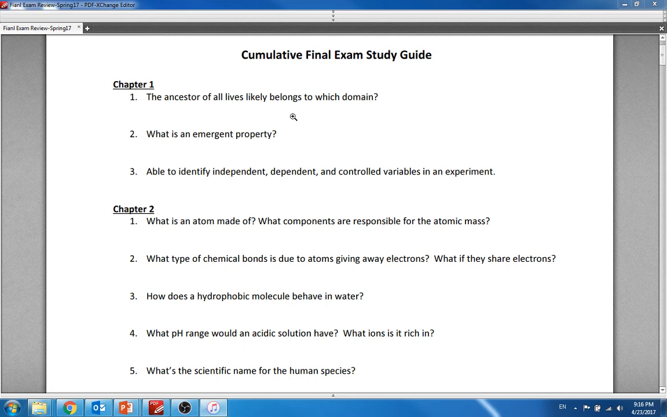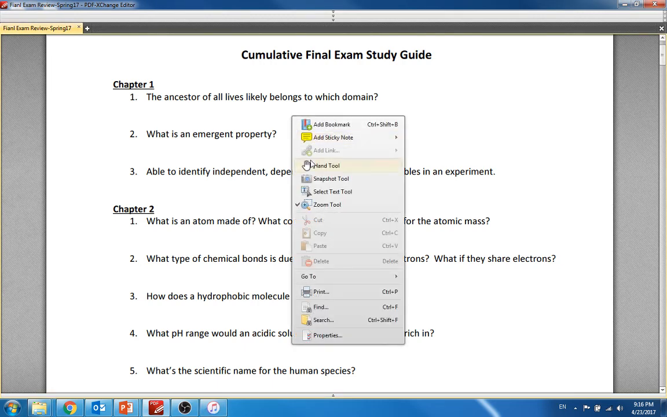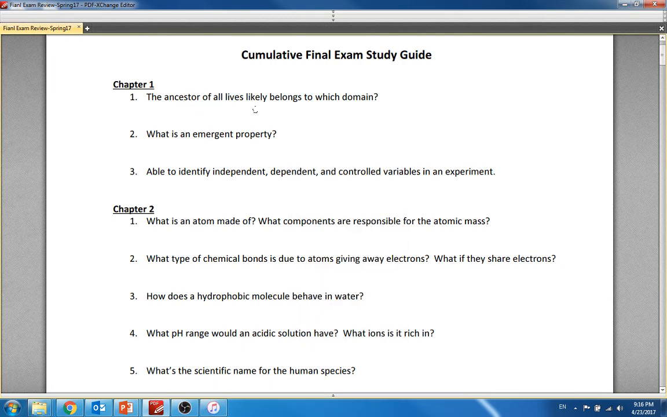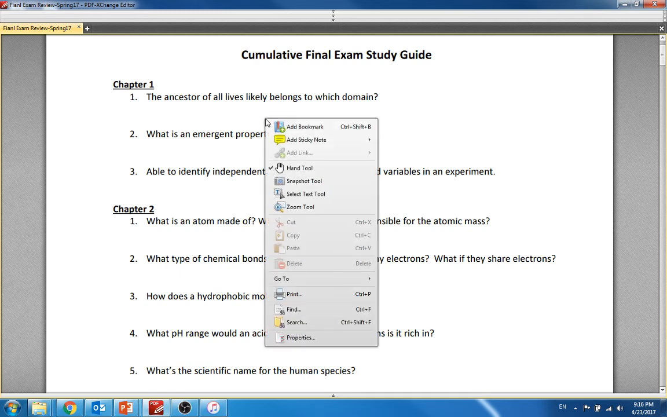Question 1 in Chapter 1. The common ancestor of all lives likely belongs to which domain? You know that the common ancestor for everything that lives on the earth is bacteria. And we know that bacteria has its own domain, that is domain bacteria.